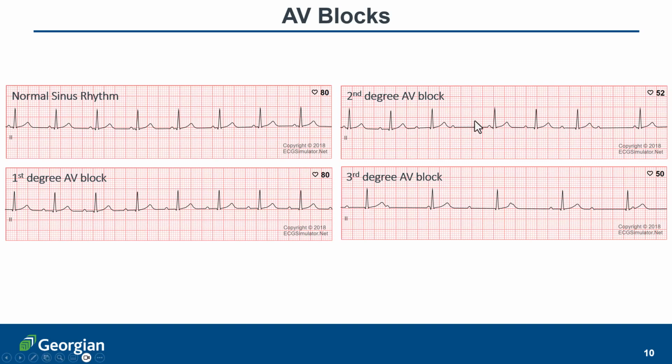The computer doesn't see that missed beat. Well, it isn't there. And so when it calculates the average of the heart rate, you can see it's lower because you've missed a beat here, you've missed a beat there.